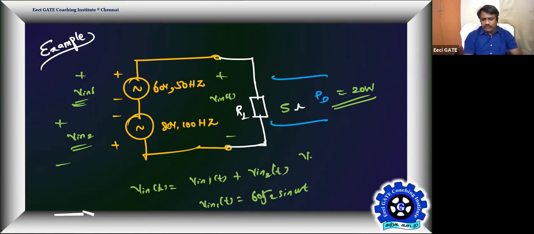What about V in 2 of t? I'm just going by addition only, but actually they are not adding, they are opposing. Let me take V in 2 of t as negative. What is V in 2 of t? Minus 80 into root 2 sine omega 1 t, and this is sine omega 2 t.